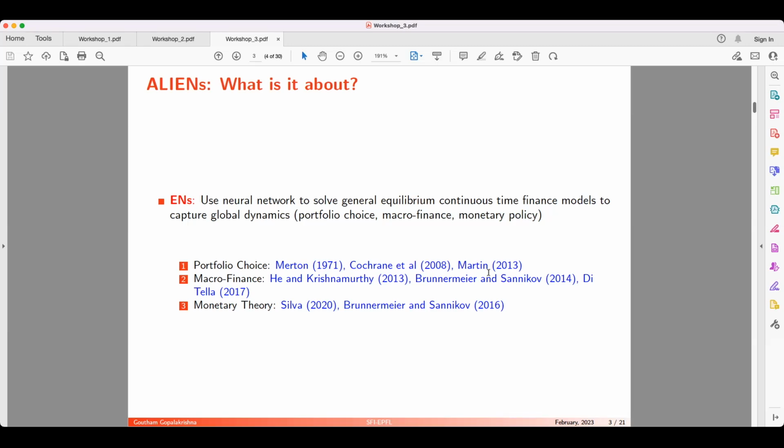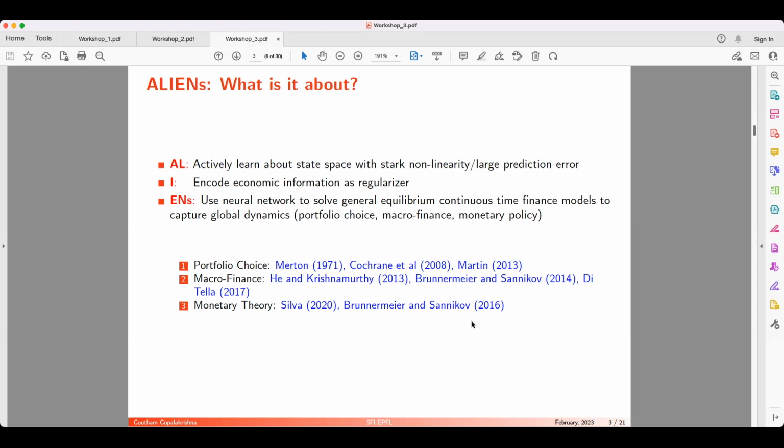More on the macrofinance side, you're all familiar with these models because I assume most of you took Econ 529. And there are some new generation macrofinance models with focus on monetary theory as well. The whole idea is to use neural networks to solve these classes of models. How are we going to do that? We'll use economic information as regularizers that will guide the deep learning algorithm in solving these equilibrium classes of models.